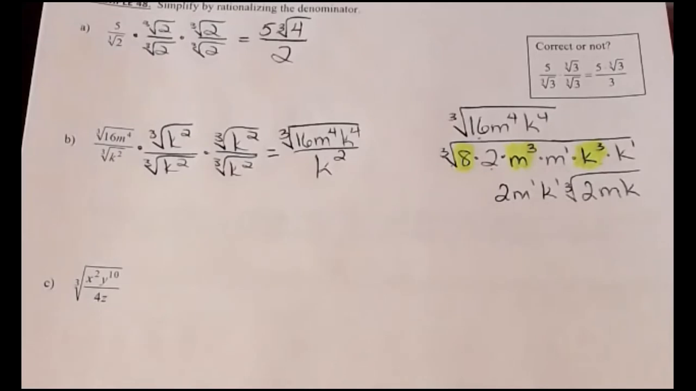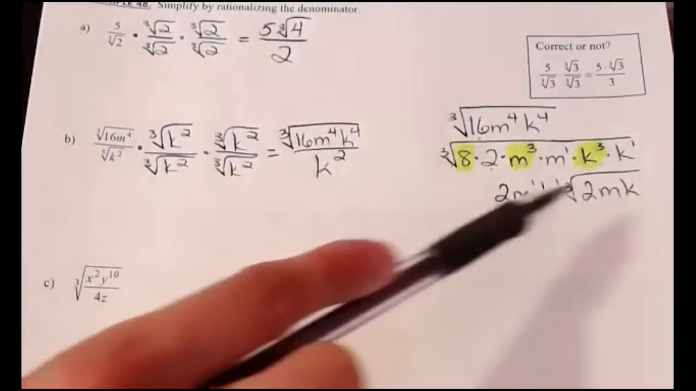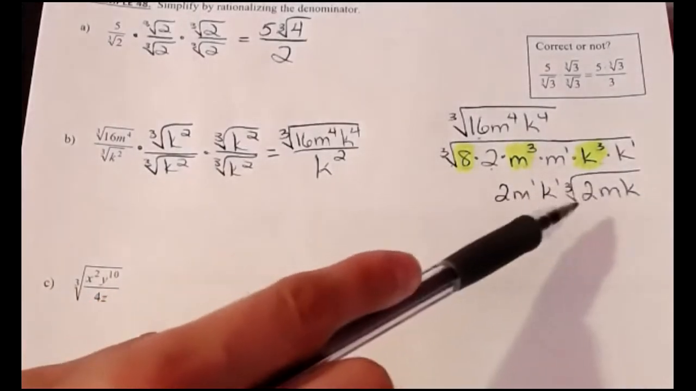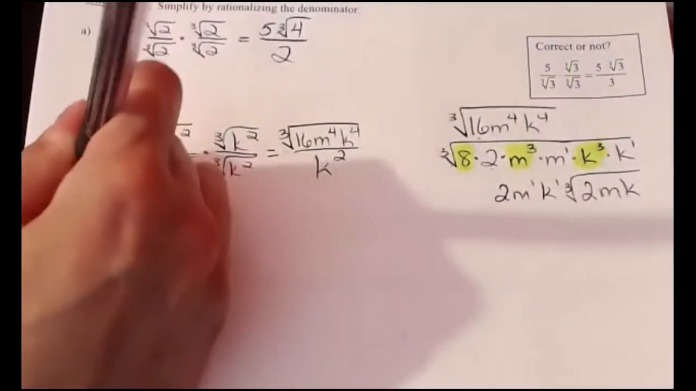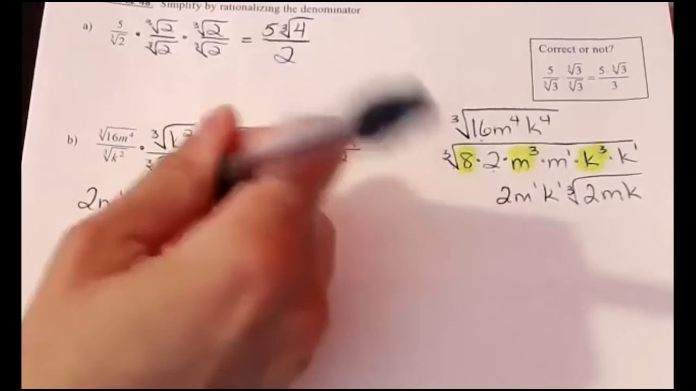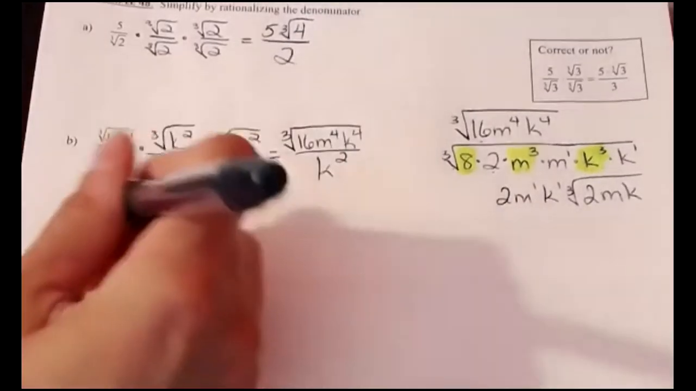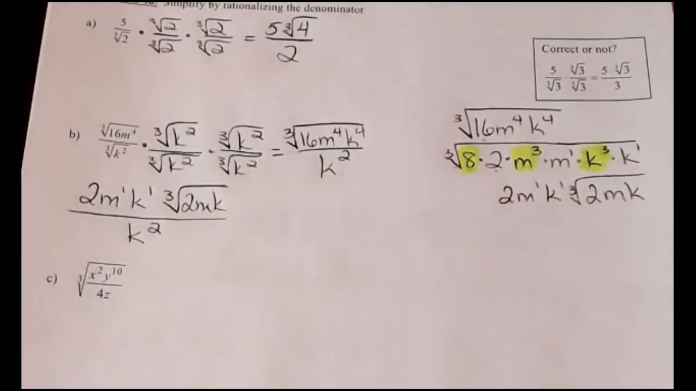So what we want to do now is rewrite the problem. What I've just done is I've taken the numerator and simplified this radical so that I get this particular expression. But remember, this is all over k squared. So let's rewrite what I have. I have 2m to the first, k to the first, cube root of 2mk, all over k squared. Do you notice anything? Outside and inside the radical, they definitely are, which is kind of neat. What else do you notice?